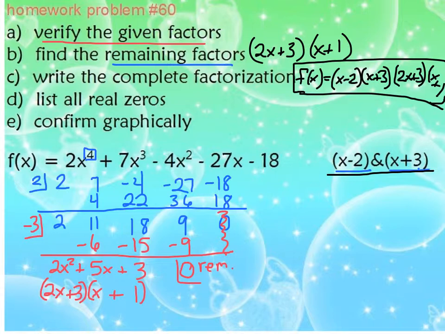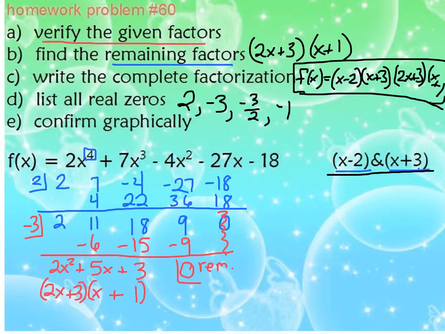All right, and if you have the complete factorization, then you also will have all of your zeros. So if you have an x minus 2, that's going to get you a 0 of 2. The x plus 3 is going to get me a -3. The 2x plus 3 would get me a -3 halves. And the x plus 1 will get me a -1. So I've got all the zeros.